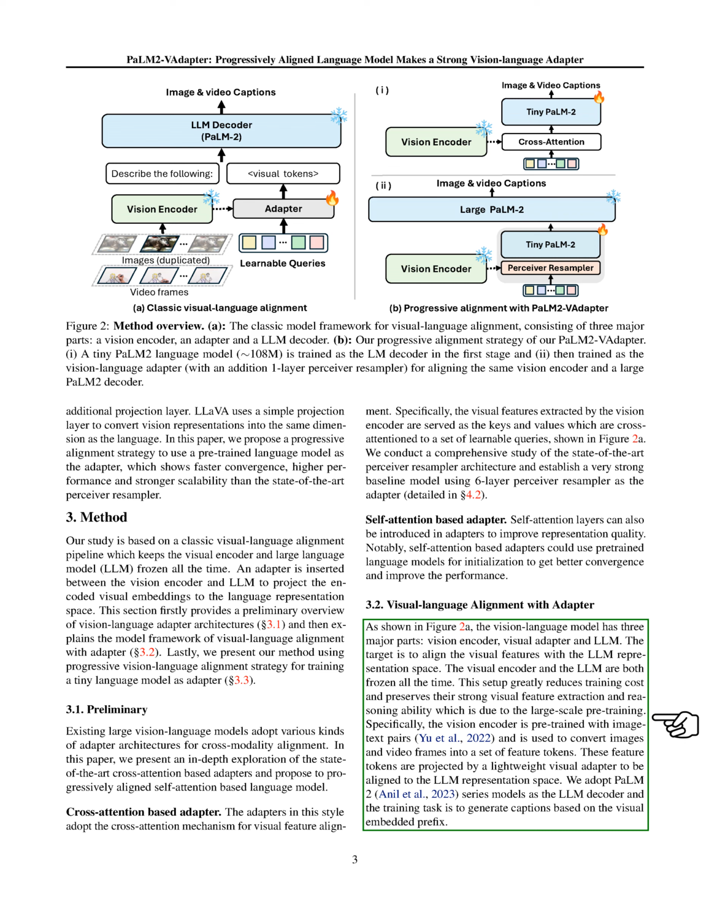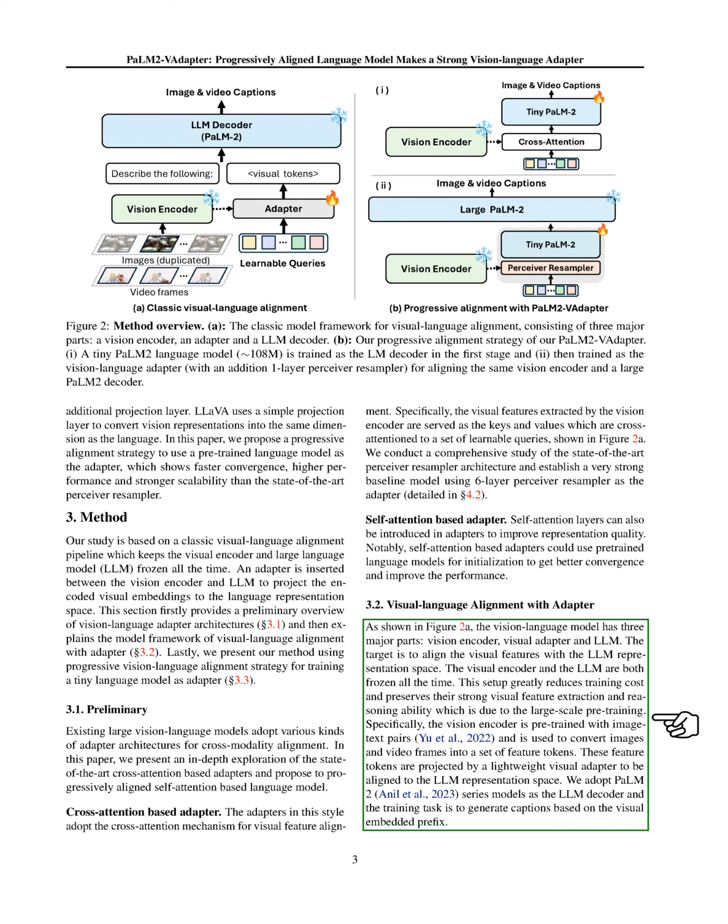We utilize PaLM2 series models as the LLM decoder, with the training task focused on generating captions based on the visually embedded prefix. To further enhance vision language adapters, we introduce a tiny PaLM2 language model, employing a progressive alignment strategy. This method involves two stages.